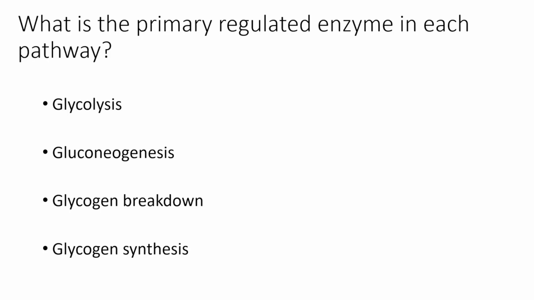All right, so let's start with, I guess, any of them. Anybody want to throw me a regulated enzyme in any of these 4 pathways? Glycogen breakdown would be glycogen phosphorylase. Yes. Glycogen phosphorylase, which you can call GP.